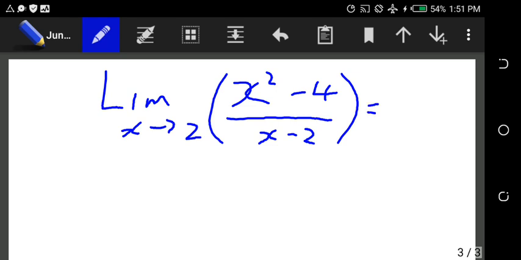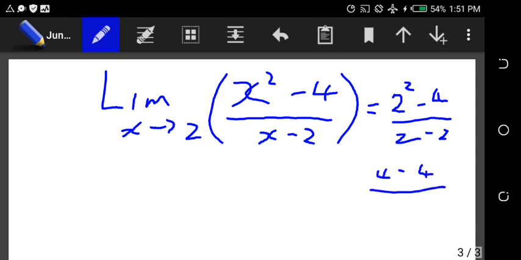So when we do that, when you put x to be 2, you're having 2 squared minus 4 all over x, that is 2 minus 2. When you simplify this, 2 squared is 4, so we're having 4 minus 4 all over 2 minus 2, that will give us 0. Alright, so 4 minus 4 will give us 0 over 0.